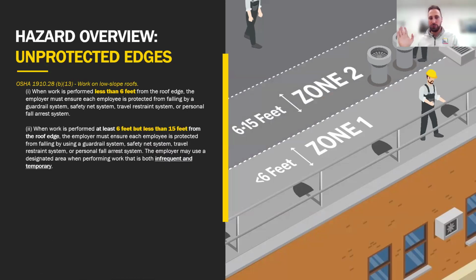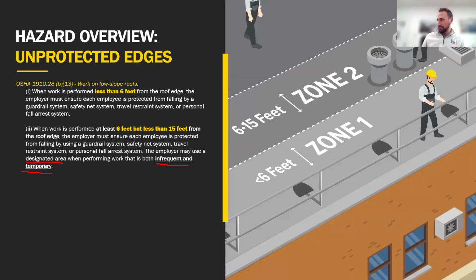We're 1 body length to 1.5 body lengths away from the roof edge. It states that when work is performed at least 6, but less than 15 feet from the roof edge, the employer must ensure that each employee is protected from falling by use of a guardrail, safety net, travel restraint, or personal fall arrest. And it goes on to say that the employer may use a designated area when performing work that is both infrequent and temporary.